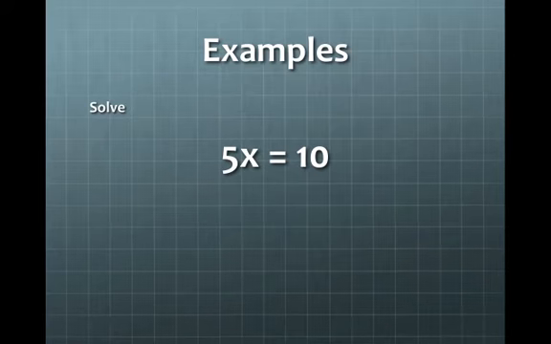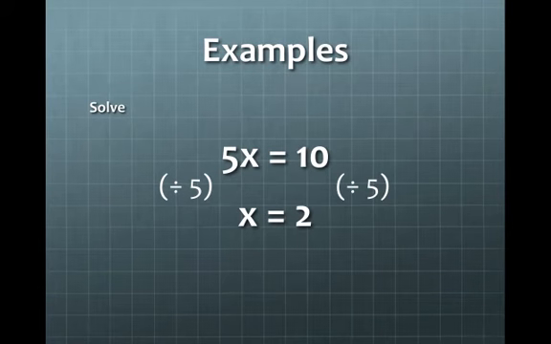To get the letter on its own, we need to get rid of this 5. So what we're going to do is divide that side by 5 to cancel it out. So we also divide the other side by 5. When we work that through, we get x equals 2. As we said, we're always aiming for letter equals, so we've got to a final answer there.